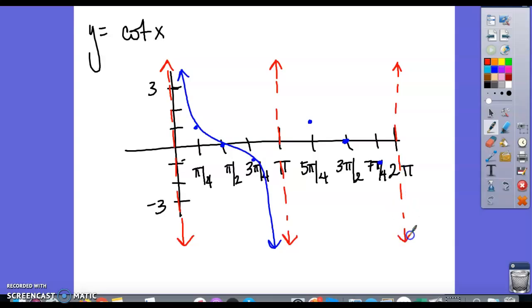Okay, so these are the parent functions for tangent and cotangent, and this is what we're going to base all of our other graphs off of. Okay, so I'm going to stop here, and then I'm going to pick up some examples in the next video.